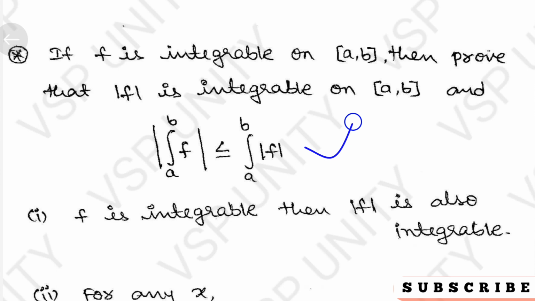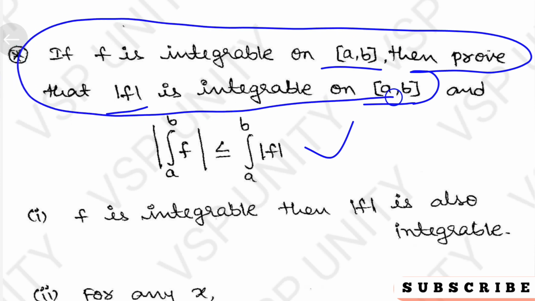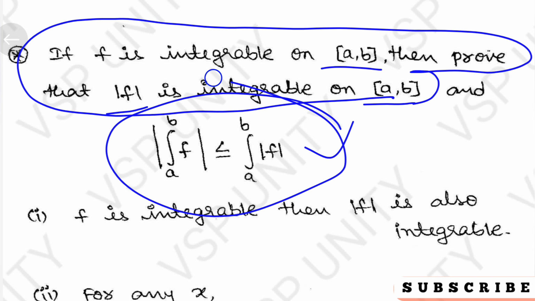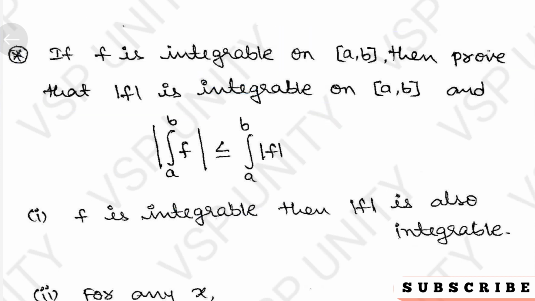See, what is that? If f is integrable on [a, b], then prove that mod f is integrable on [a, b]. Up to here we have one proof. After this we have to show modulus of integral a to b f is less than or equal to integral a to b mod f. After proving this first step, that is f is integrable, then mod f is also integrable, we have to show this step.